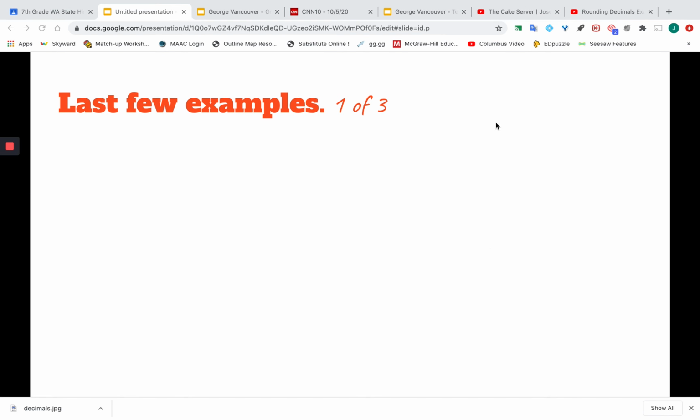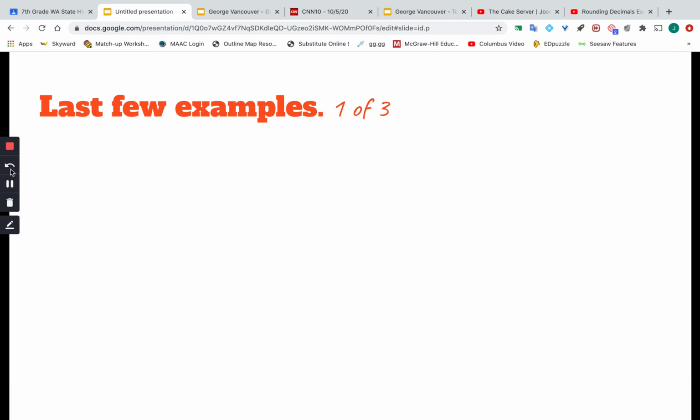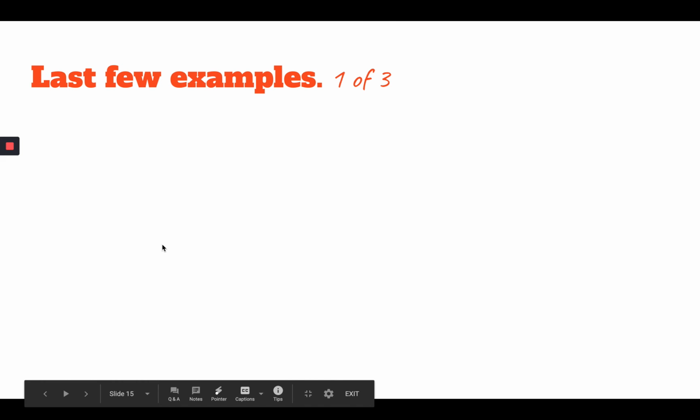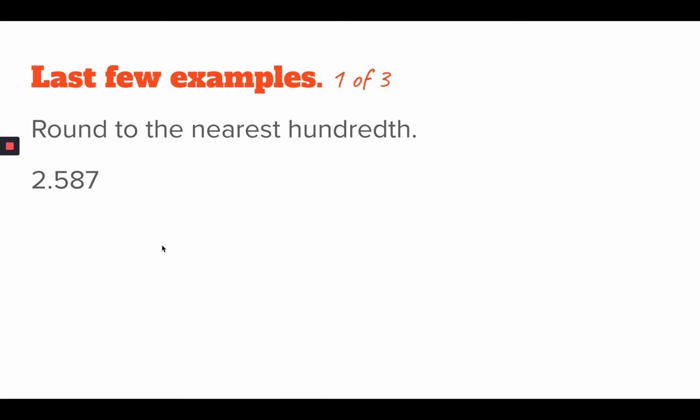Great, so we're going to finish with 3 examples. So 3 examples. If you're asked to round this number, 2 and 587 thousandths, to the nearest hundredth, you can pause the video if you want to try and figure it out on your own. Otherwise, I'm going to solve.